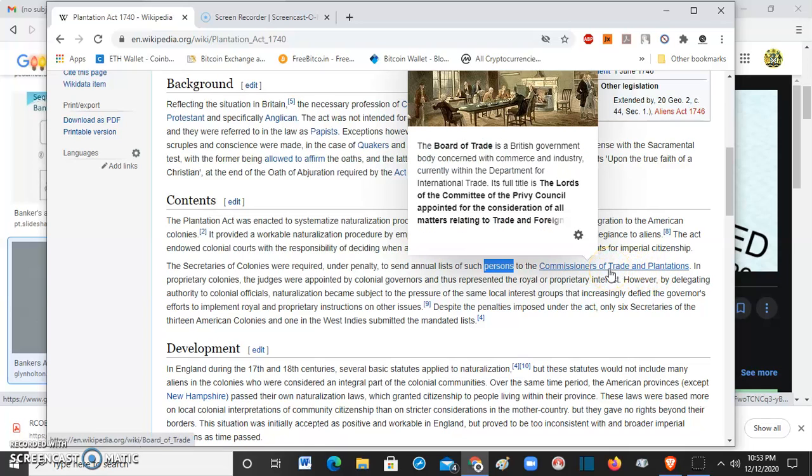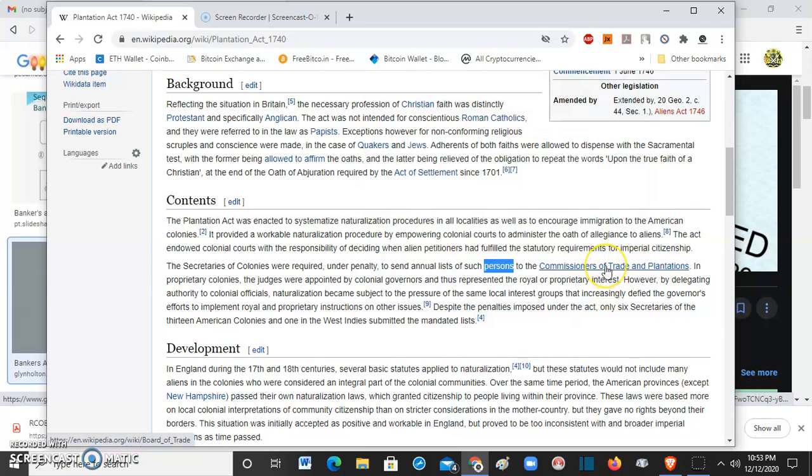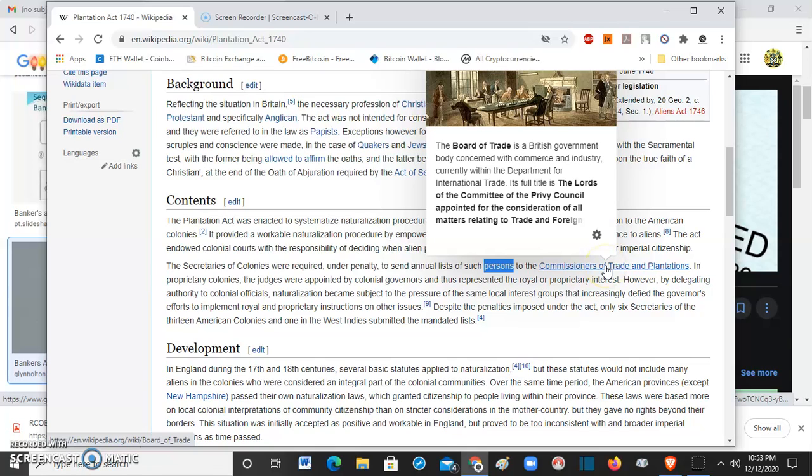So the Board of Trade, a British government body concerning commerce and industry, currently within the Department of International Trade. So this proves the laws of the committee and the Privy Council. So this is also evidence of human trafficking, pretty much, right? Because unless you're dealing with the plantation through trade, through commerce, then your application won't be considered, right?